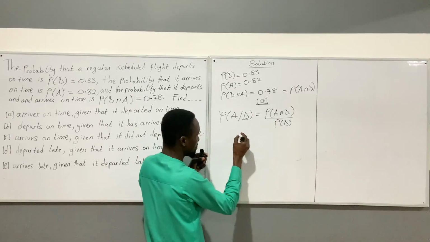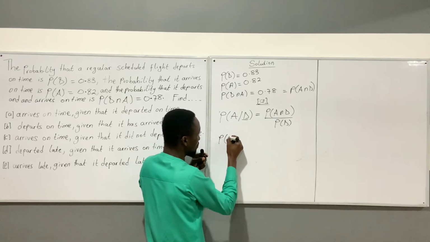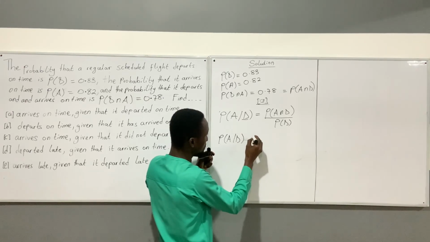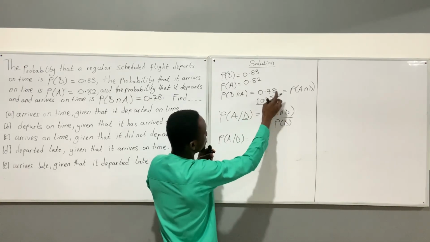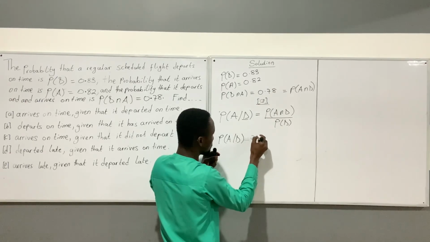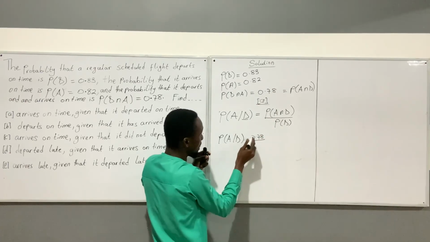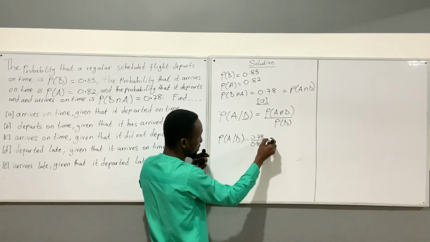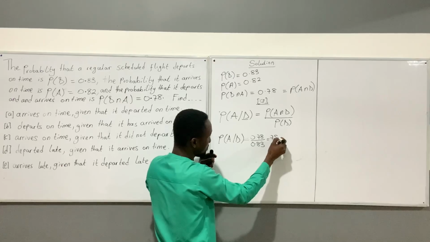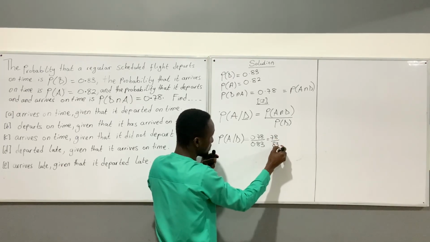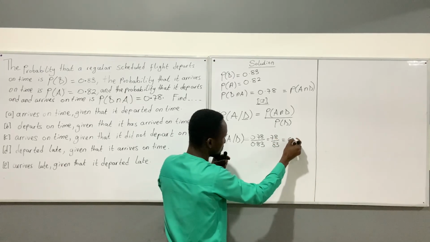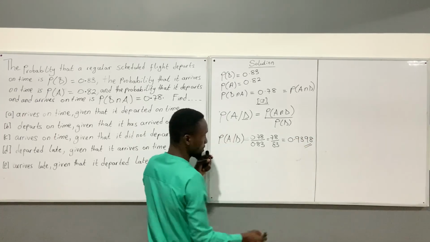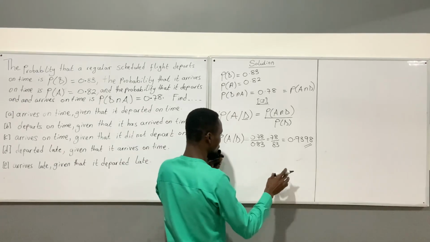When we substitute this, we have P of A given D. So P of A intersection D is 0.78, out of the probability of D, which is 0.83. When we divide this, we have 78 over 83, which is approximately 0.9398. Very simple. Then we move on to the next question.